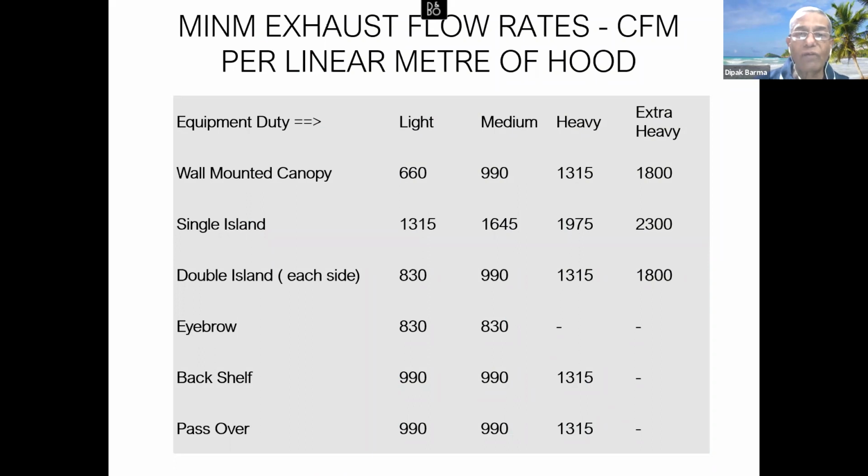Now, we have different types of hoods. We will go into the types of hoods, but just for the idea, depending on the equipment duty, a wall-mounted canopy can have from 660 CMH per linear meter of hood to 1800 CMH per linear meter of hood. Now, there are single island, double island, eyebrow type, back shelf type, passover type, different types of hood, which we'll go into detail now.